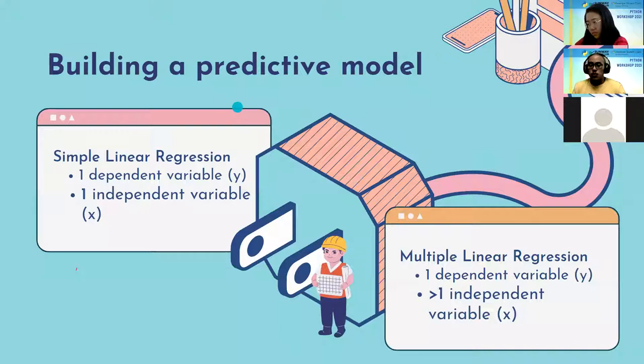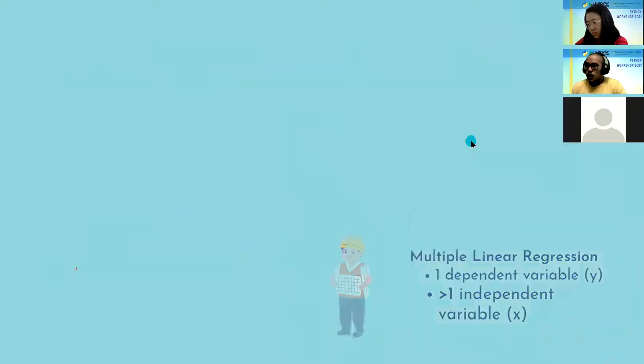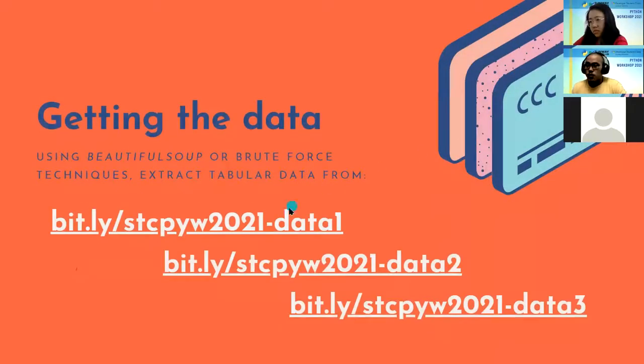And which is what we're going to be doing today, except on a smaller scale. I'm not going to be doing something that's very, very complex. We just want to do a simple and a multiple linear regression.